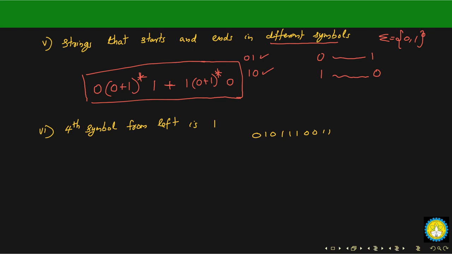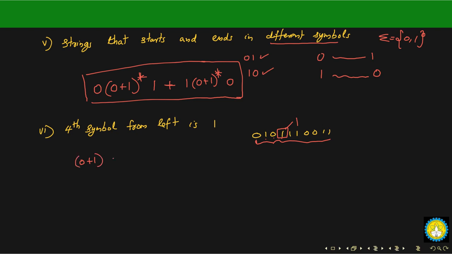Now we'll move to the next question. Here we have to create a regular expression which will represent the strings where the fourth symbol from the left is a 1. If you look at this string, this is your first symbol, second symbol, third symbol, and fourth symbol. The fourth symbol from the left is a 1. So all these kinds of strings have to be accepted. The initial symbol can be anything. It can be a 0 plus 1.